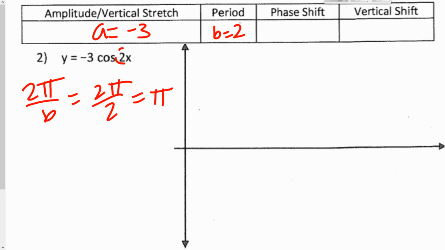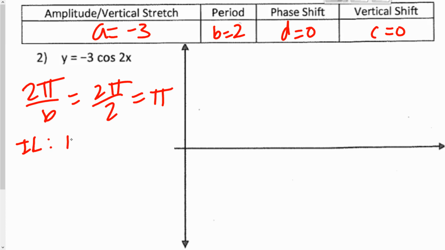So our d is 0. And nothing's being added to this after we take the cosine and after we multiply, right? So that our c is 0 as well. Okay, so we got our period length, and now to find our interval length.